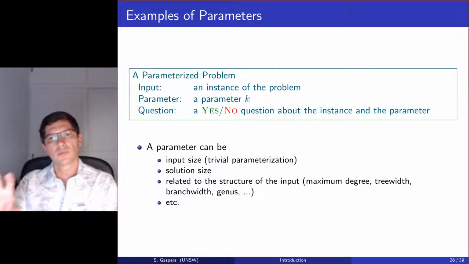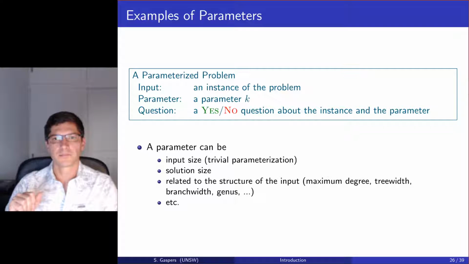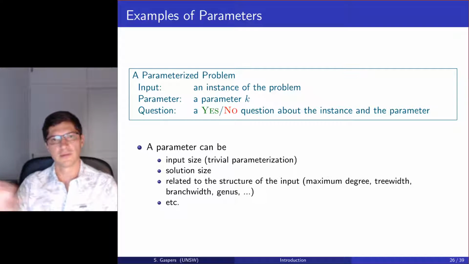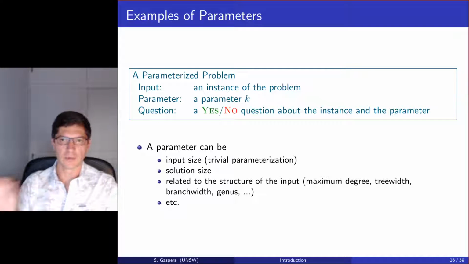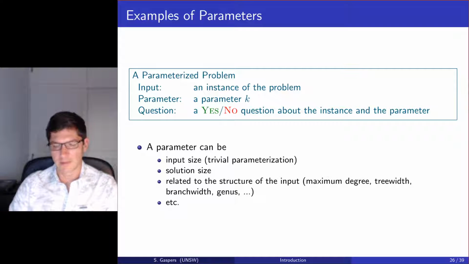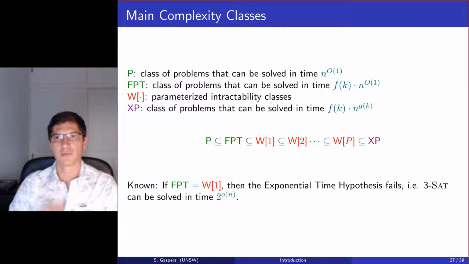So now we look at parameterized problems. It's a decision problem, so we have an input, which is an instance, and we have a yes/no question. But now in addition, we have a parameter. The parameter is generally called k. K is usually the name of the parameter.